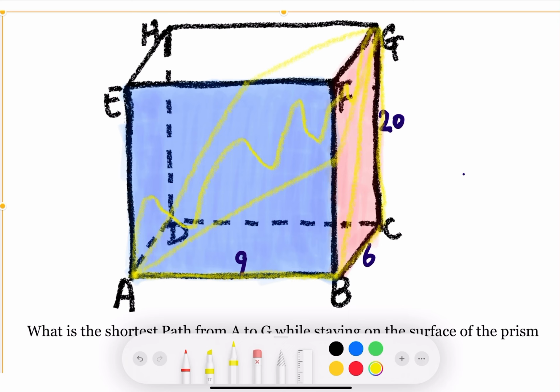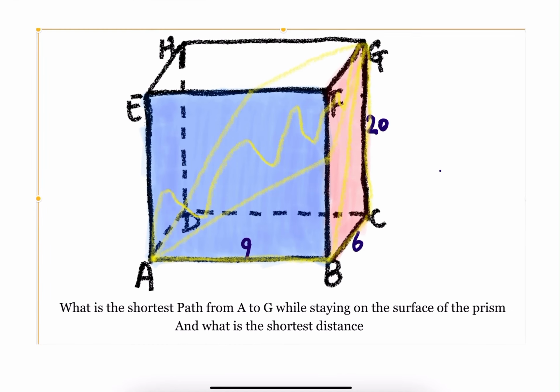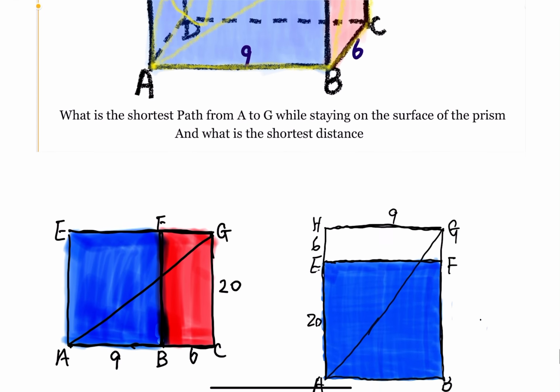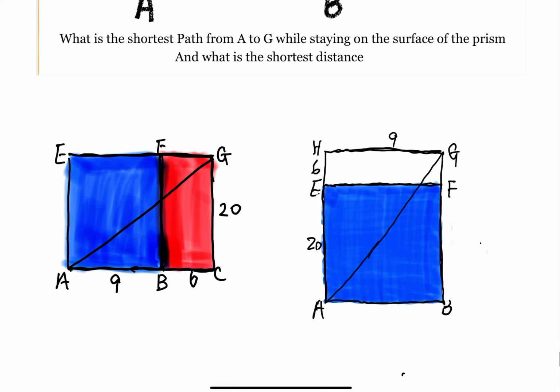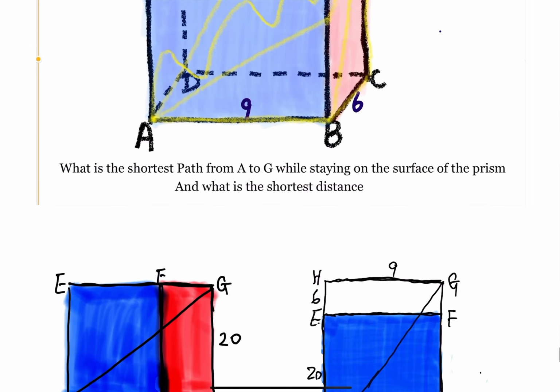Okay, so how do we reshape this? We have two different ways to reshape it. Let's have a look at which two ways. One way is you can flatten the blue and the red face, like the left one. Or you can flatten the blue and the white face, like the right one. Those are the two different ways you can flatten it.